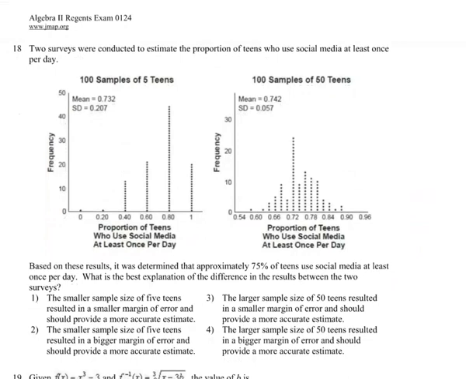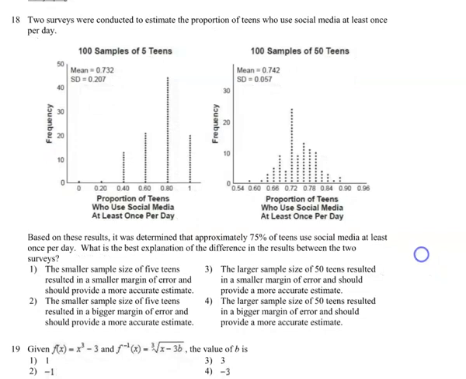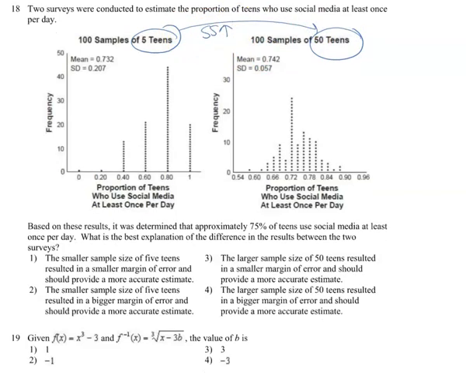Right, 18. Two surveys were conducted to estimate the proportion of teens who use social media at least once per day. We have 100 samples of 5 teens and 100 samples of 50 teens. So 5 teens versus 50 teens, same number of samples. First thing I've noticed is sample size is increasing. Based on the results of the survey, it was determined that approximately 75% of teens use social media at least once per day. What is the best explanation of the difference in the results between the 2 surveys?